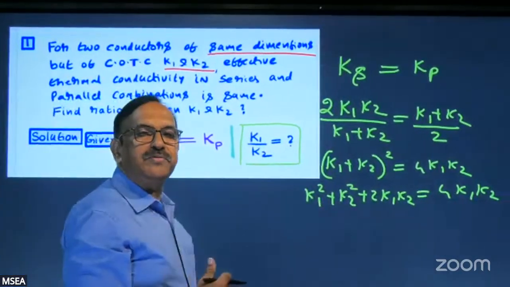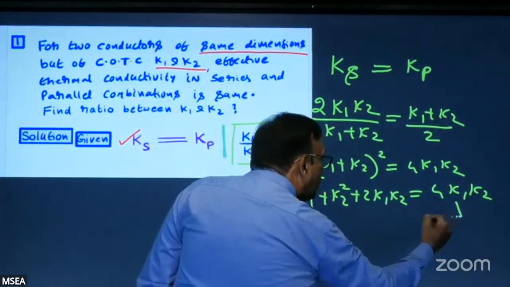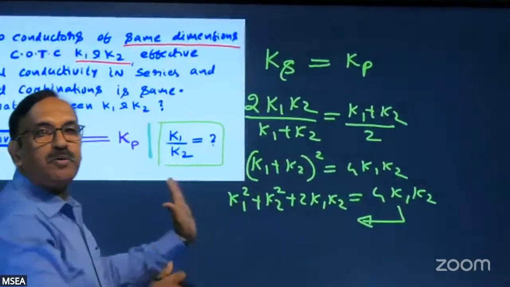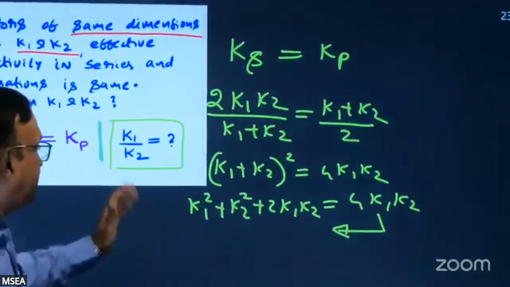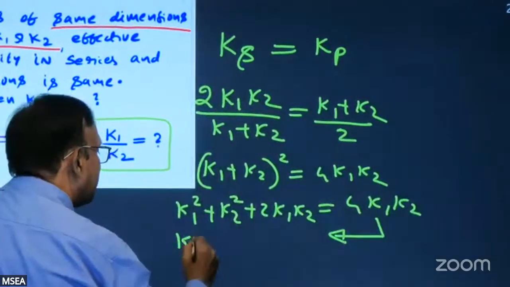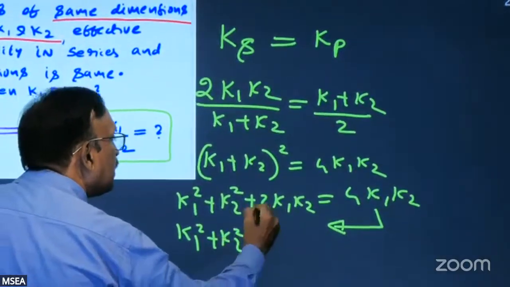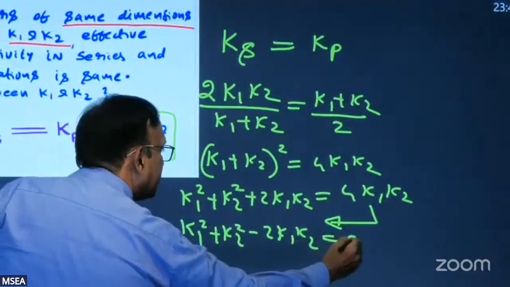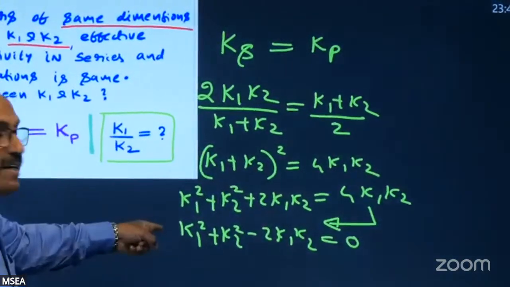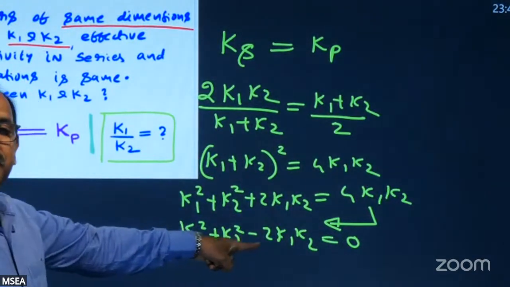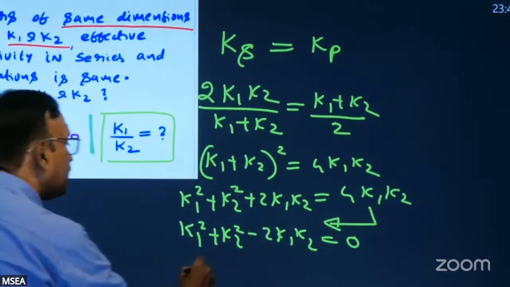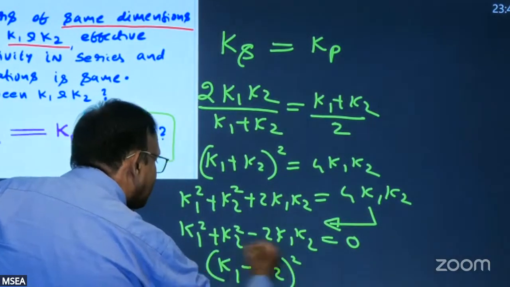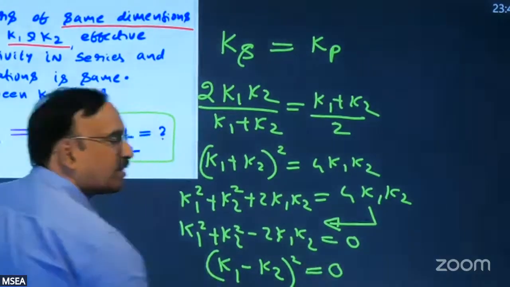On the right side, we need to have 0. That small point gives us the idea that the 4K1K2 should be brought towards the left. So it comes out to be K1 square plus K2 square plus 2K1K2 minus 4K1K2, which is minus 2K1K2, is 0. Everyone can notice that this is of the shape a square plus b square minus 2ab. What is a square plus b square minus 2ab? (a minus b) whole square. So this is (K1 minus K2) whole square is 0.